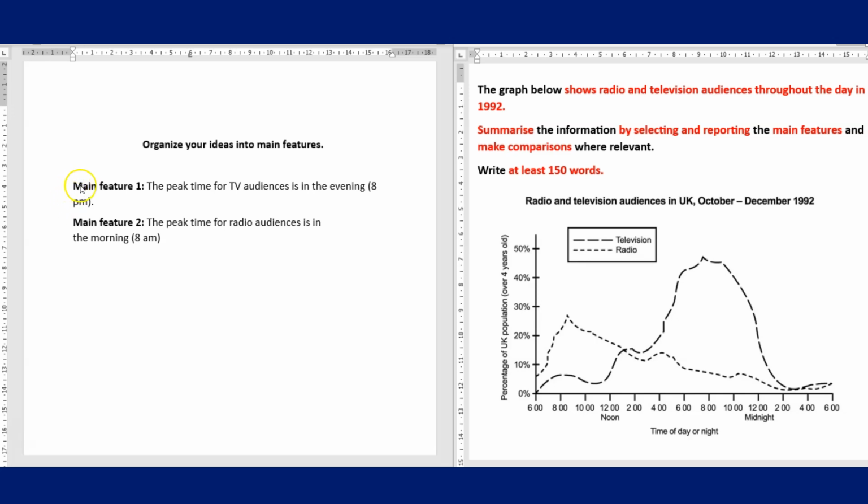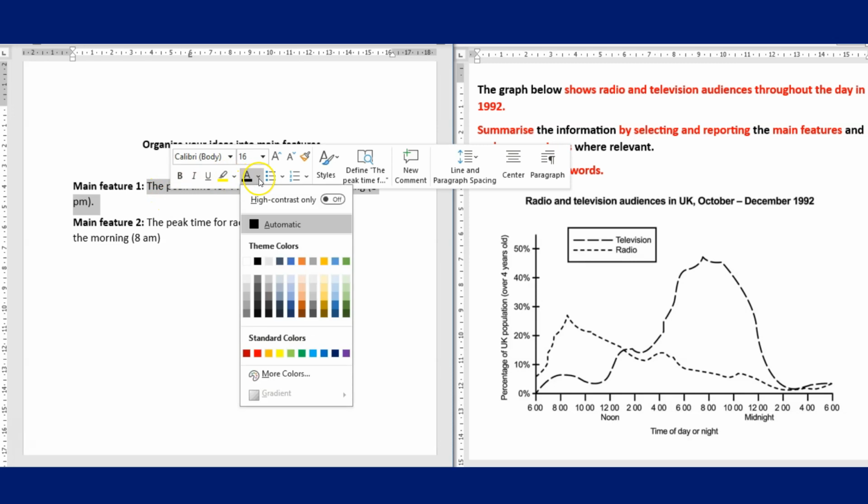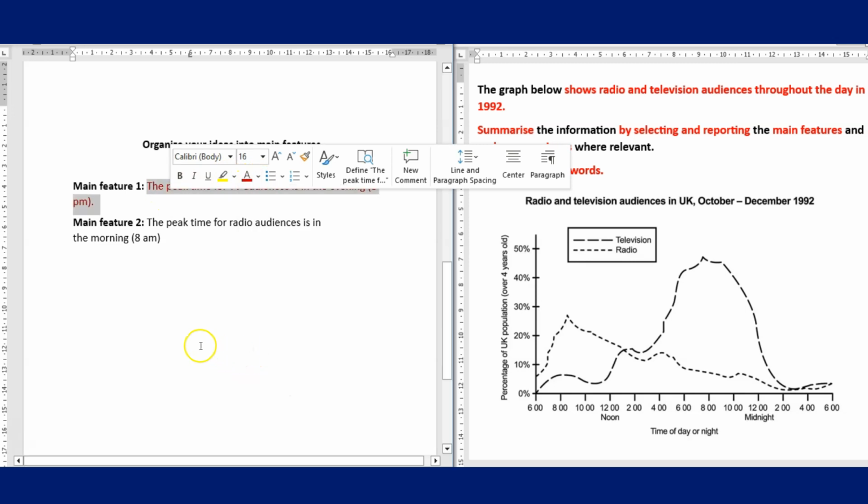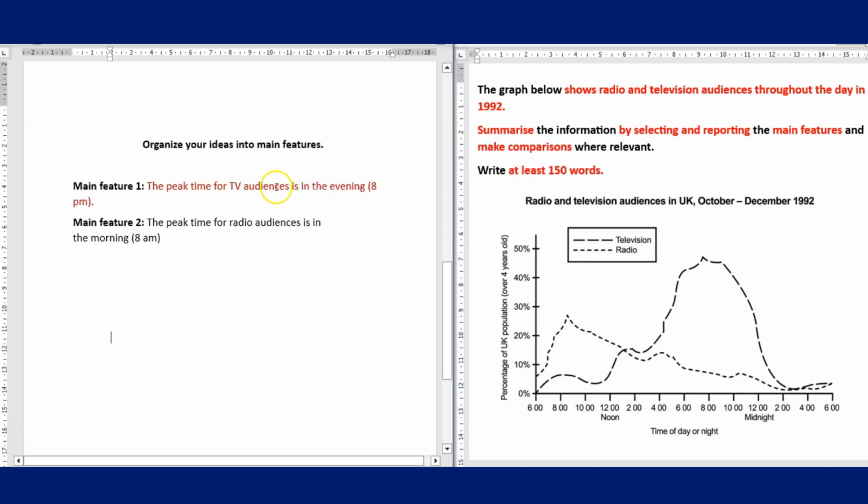So I just took two of them. The first main feature we're going to use is the peak time of television audience. So the peak time for television audience is in the evening, right? So you can see it here, between 8 to 10 p.m. So that is the peak time for the TV audience. That's when a lot of people want to watch TV. So we got that one.